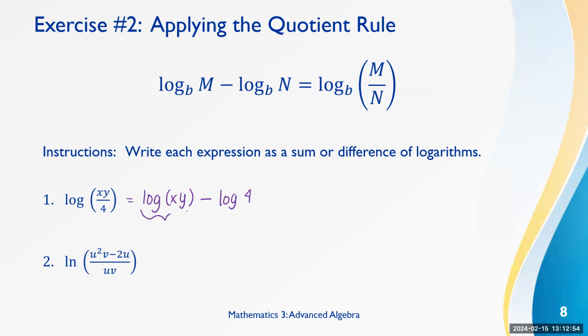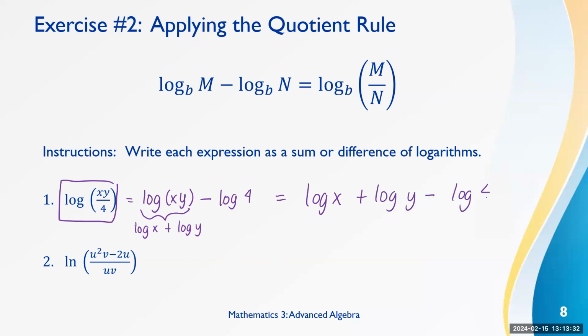However, if you try to notice, this is a product. Okay, so yung nasa loob, that is the product of x and y. So applying our product rule inside, I can write this as log x plus log y. Okay, so therefore, this item right here, log xy over 4, I can write that as a sum and difference of 3 logarithms. So that is equal to log x plus log y minus log 4.